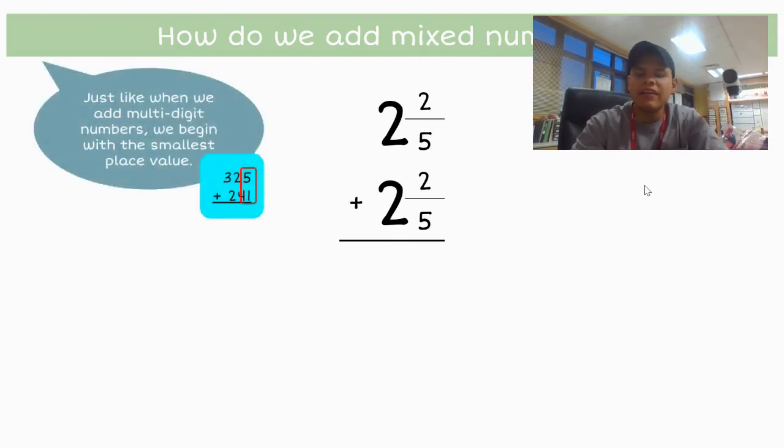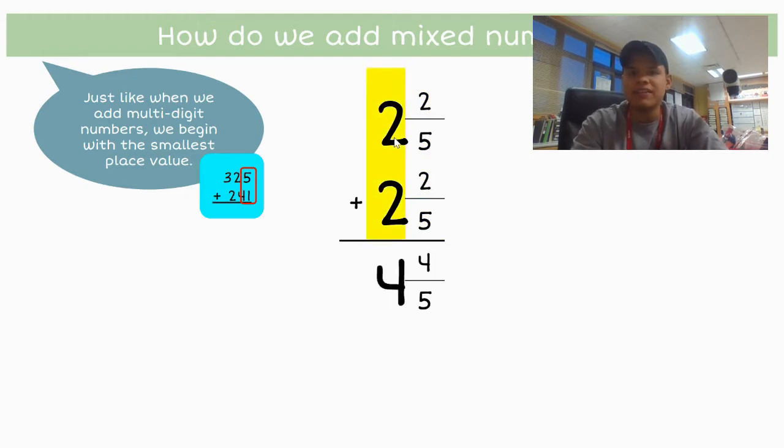Just like when we add numbers regularly that have more than one digit or are multi-digit, we begin with the smallest place value. Fractions are smaller than whole numbers, so we're going to start with our fractions. We add 2/5 plus 2/5, and you get 4/5. Then we move to the next place value. Well, we have our whole numbers. 2 plus 2 is 4. And that's how you add mixed numbers without regrouping.